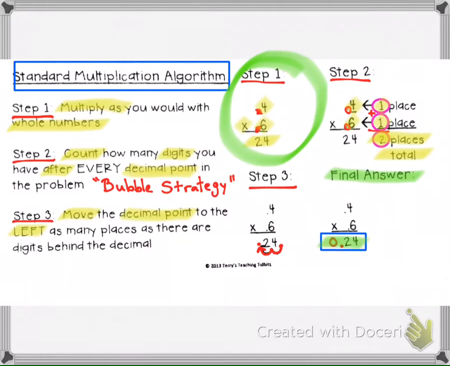So to review, step 1, multiply the whole numbers. Step 2, use your bubble strategy to count how many numbers are behind the decimal, and then you will put the 2 bubbles together to get the final bubble at the end for your answer. And then finally, move the decimal point that many decimal places in the final product to the left. And that's it. You got your answer. So we're going to practice it now.